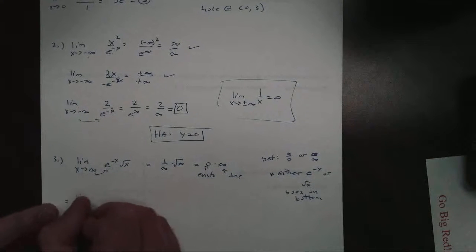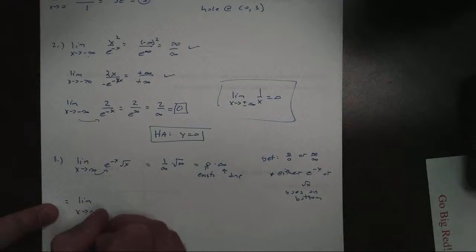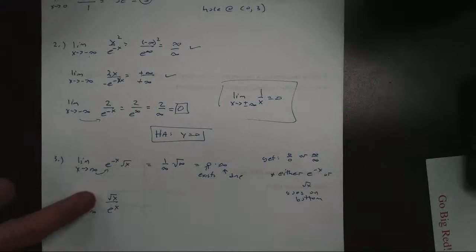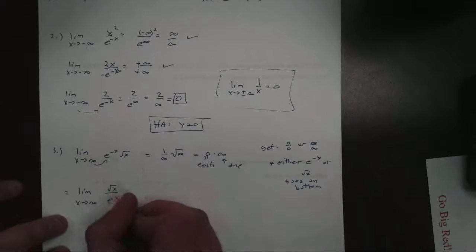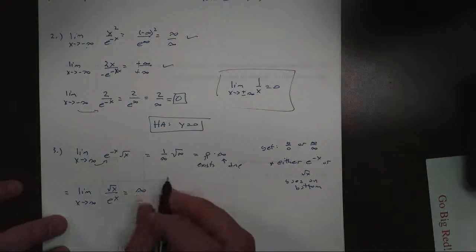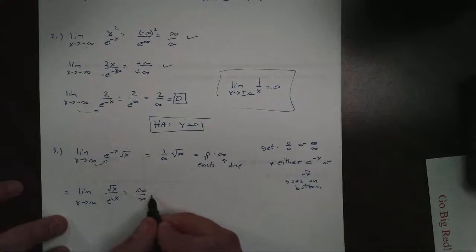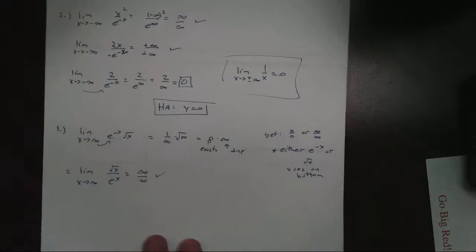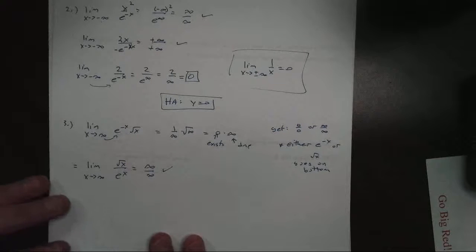So I can rewrite this now as the limit as x goes to infinity of the square root of x over e to the x. By bringing it to the bottom, the power becomes positive. And now if I plug it in, the square root of infinity is infinity, e to the infinity is infinity. So now I can apply L'Hopital's rule.